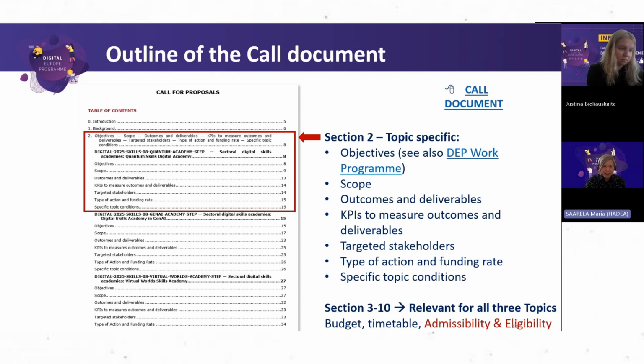Then, as of section 3 of the call for proposals document, you will have sections that are common for all the topics. And there you also have to read those carefully, as there are some exceptions or different rules for each topic. This is very important, especially for the admissibility and eligibility criteria, because if you make a mistake there, your proposal will not even be evaluated. Next slide, please.